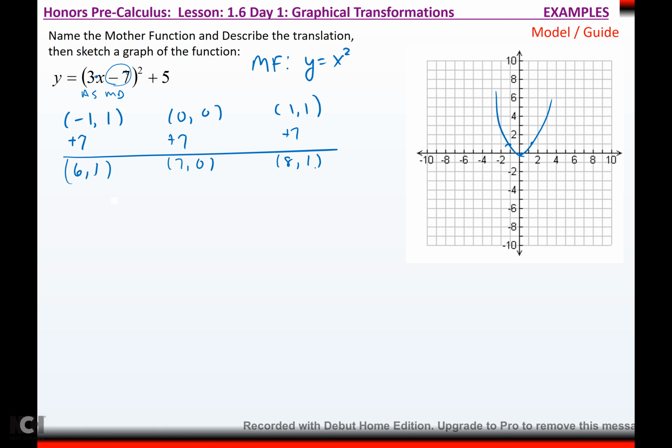And then they want me to multiply by 3, which means I'm going to divide by 3, because we do the opposite. So divide by 3, divide by 3, divide by 3. I get 2, 1. I get 2.6 repeating.